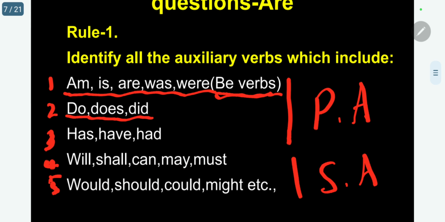Do is plural, does is singular, and did is past tense. And the third type, you must memorize: has, have, had. Has is the primary auxiliary singular, have is plural, had is past tense. So for example, she has a pen.